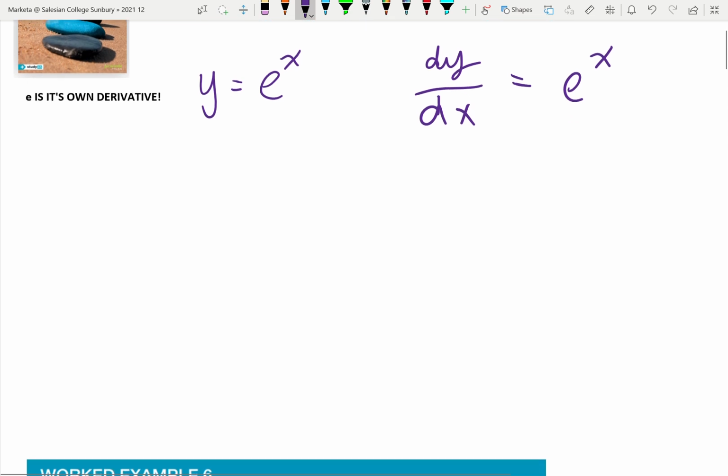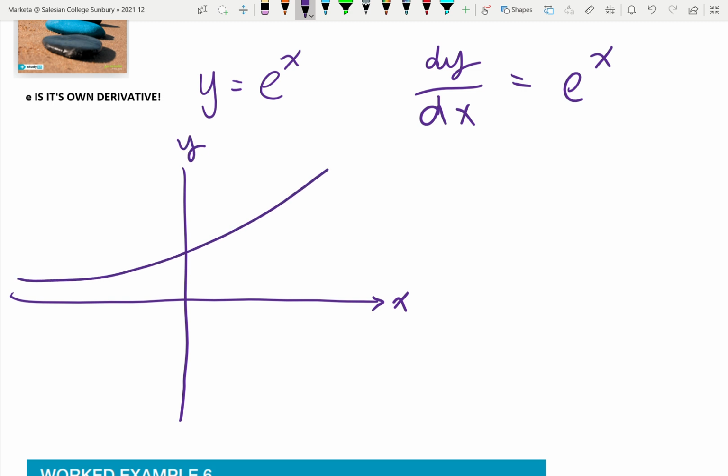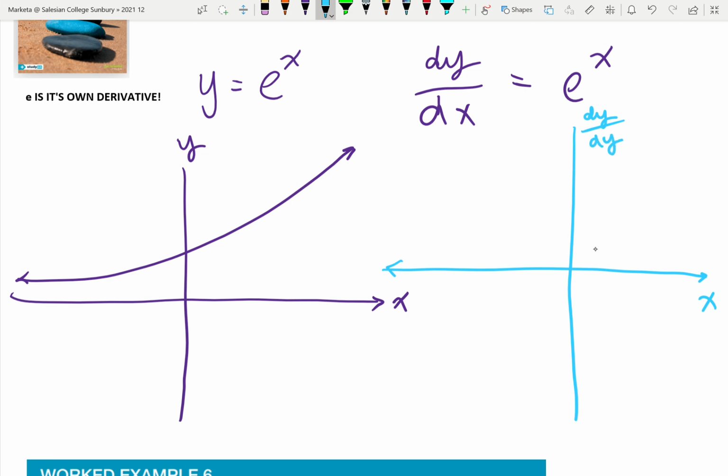What I mean by that is when you have y equals e to the x, well then dy over dx also equals e to the x. And I'll just draw a little bit of a picture here of e to the x, and it looks like this. And then, if I want to draw the gradient function, let's think about what happens. So this is still x, and now we're talking about the gradient. Oops, dy over dx, not dy over dy.